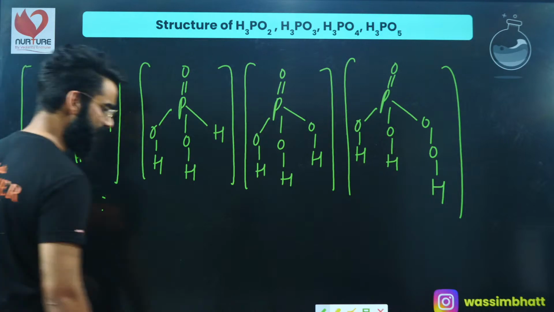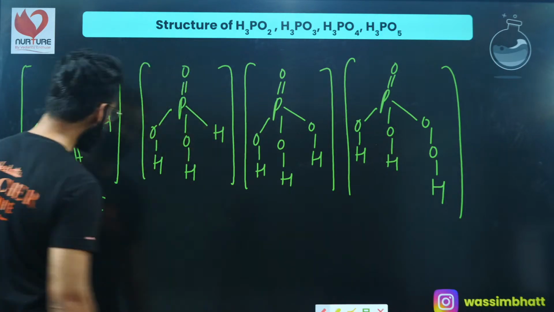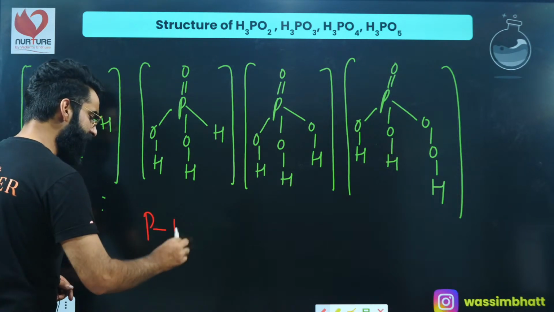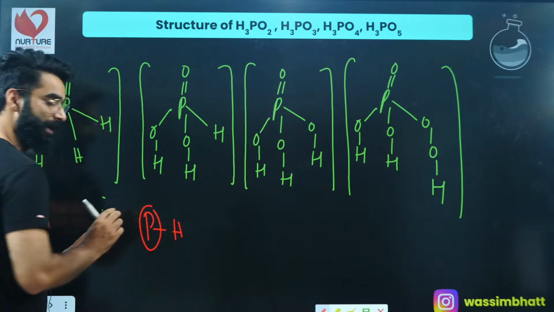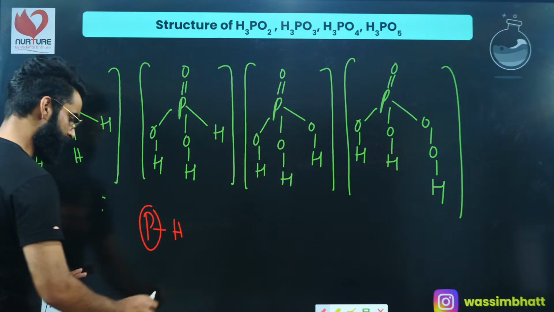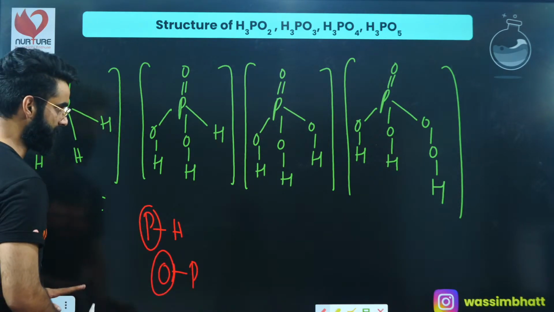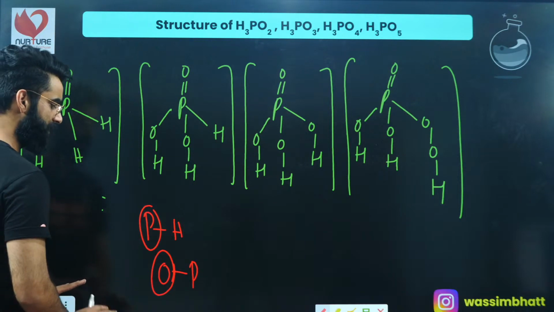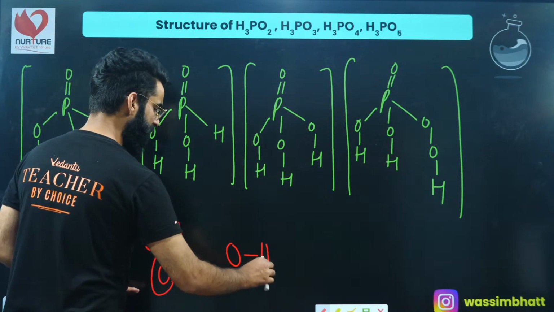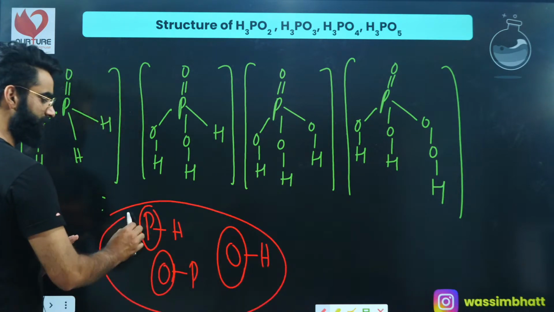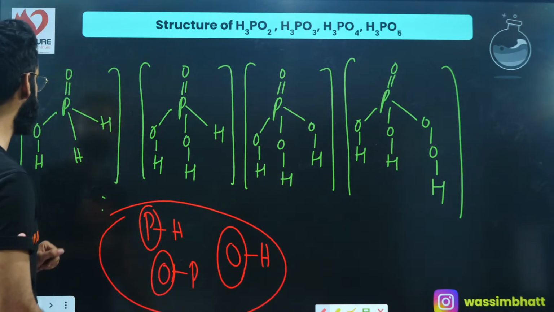Understand what I'm going to do, okay? See guys, first thing, let me tell you, between phosphorus and hydrogen, phosphorus is more electronegative. Between oxygen and phosphorus, oxygen is more electronegative. And between oxygen and hydrogen, oxygen is more electronegative. This is something which you all must take a note of. Now let's try to solve this.